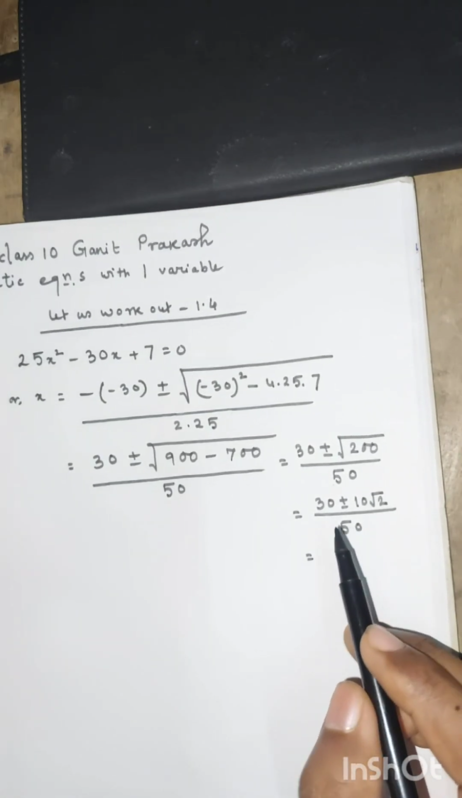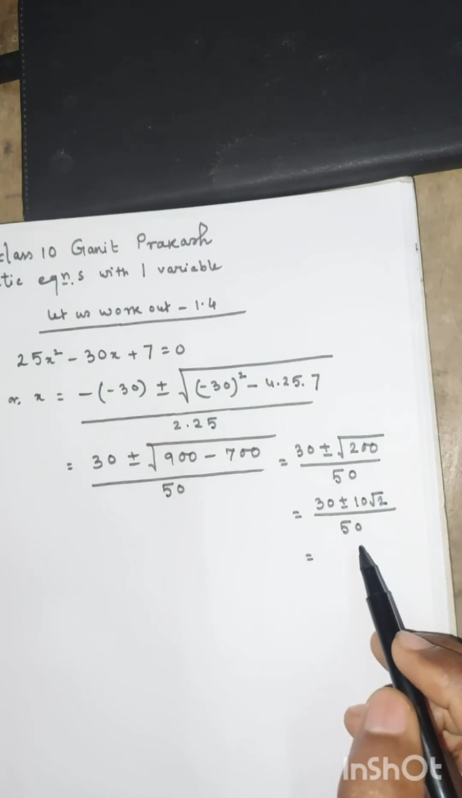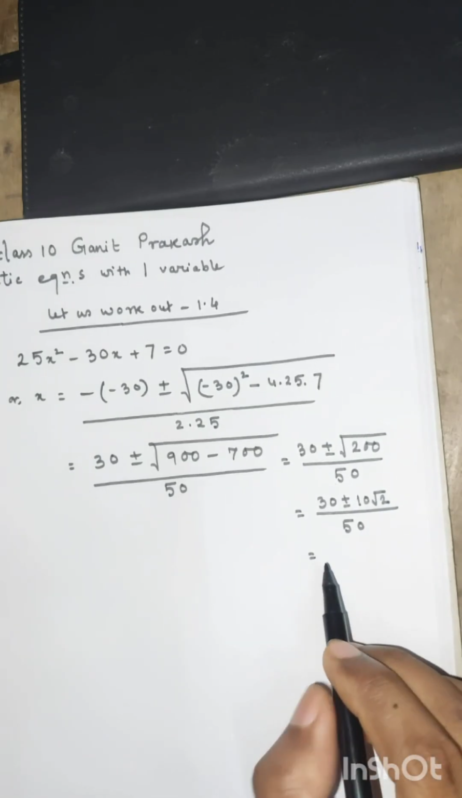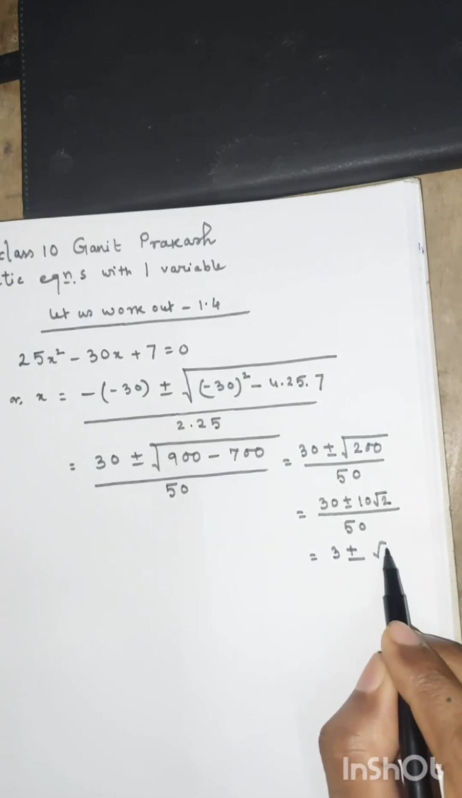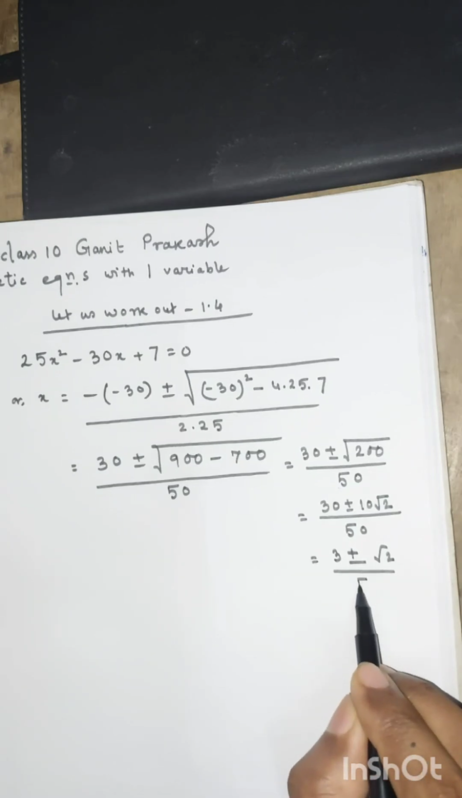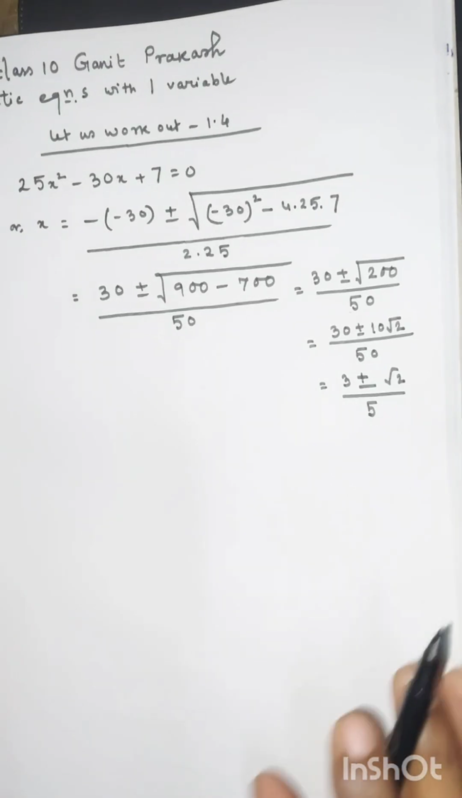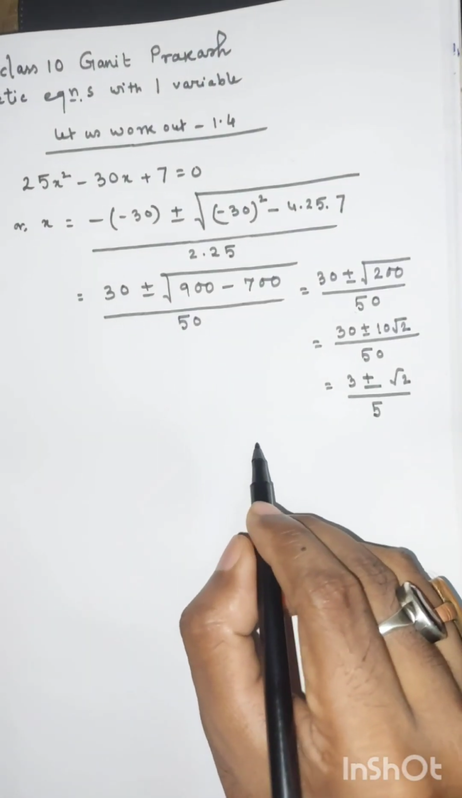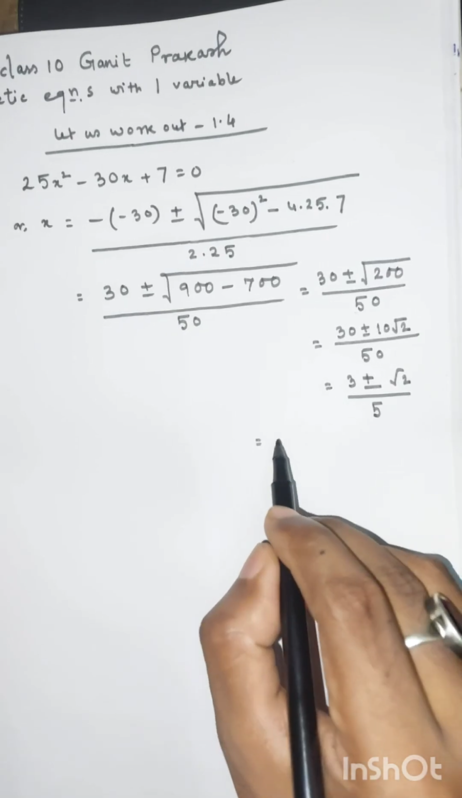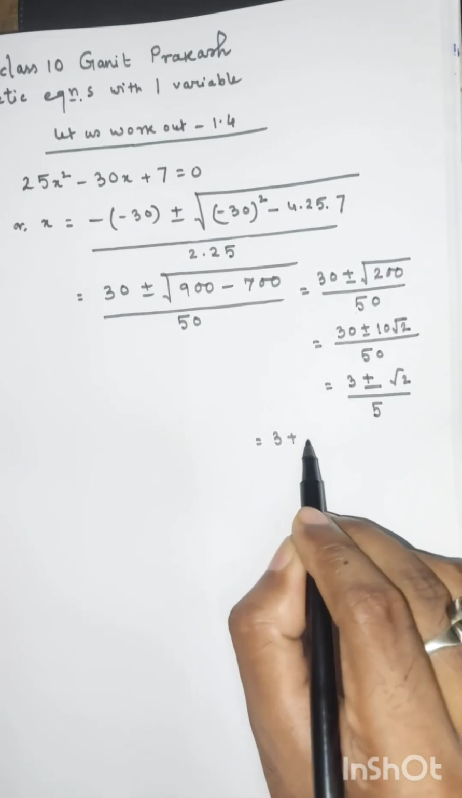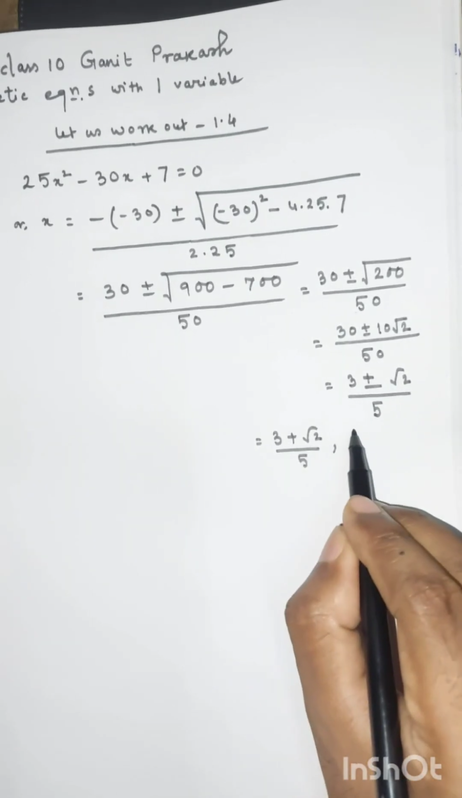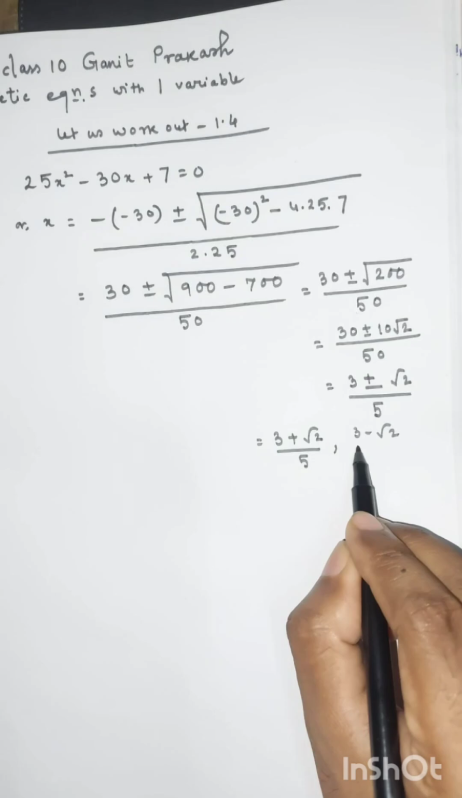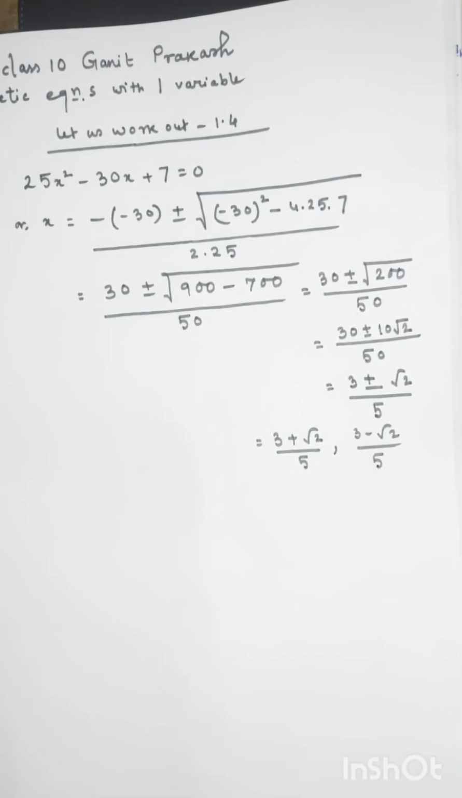So if we divide the numerator and the denominator by 10, we get the two roots, or the values of x, are and. So this is our answer.